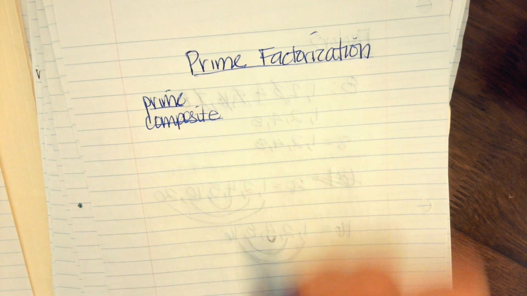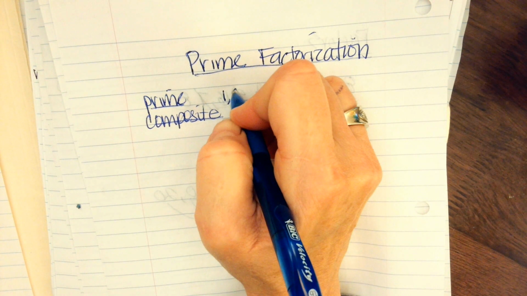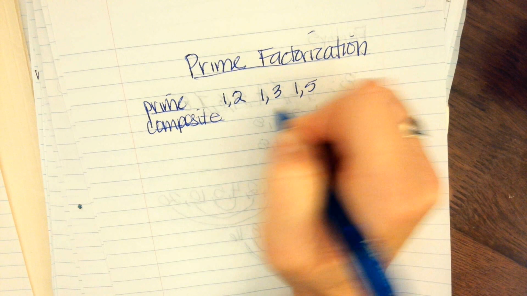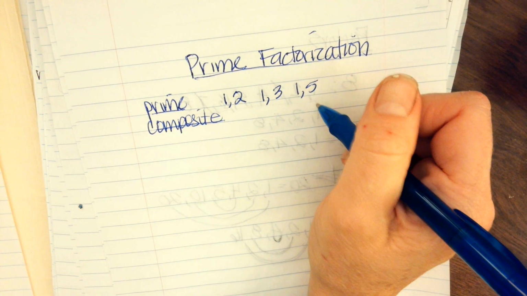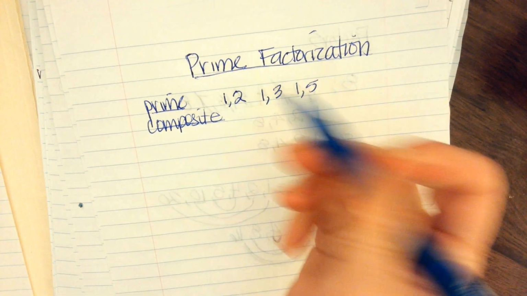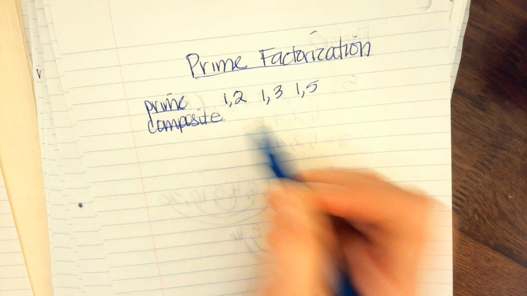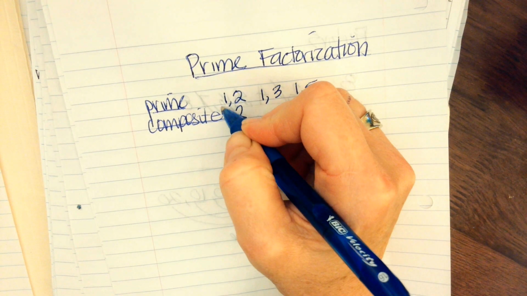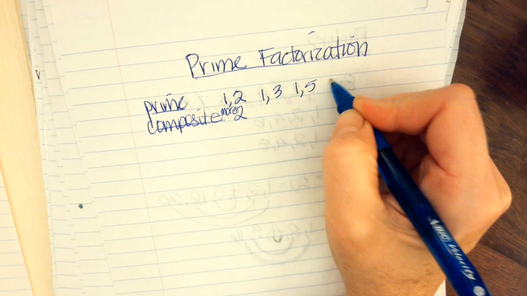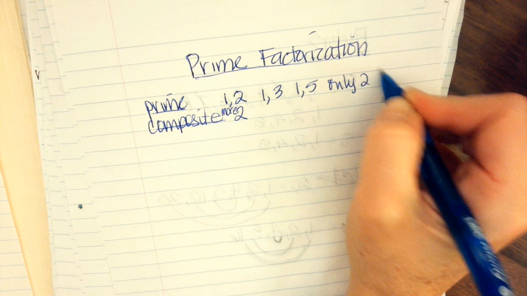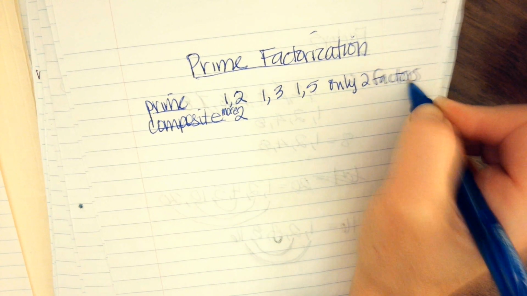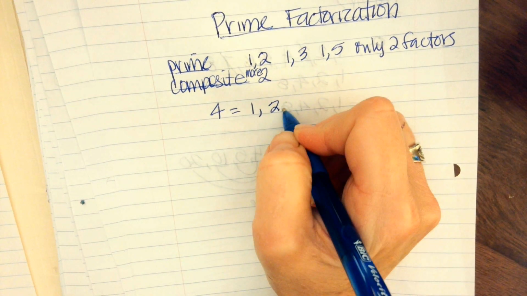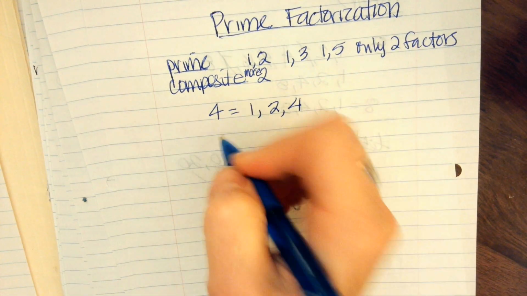A prime number only has 1 and itself, like 1 and 2, 1 and 3, 1 and 5. There are no factors other than those that go into it. If it's not a prime number, it's a composite, which means it has more than 2 factors. Prime means only 2 factors. An example of a composite number is the number 4. 1 goes into it, 2 goes into it, 4 goes into it.